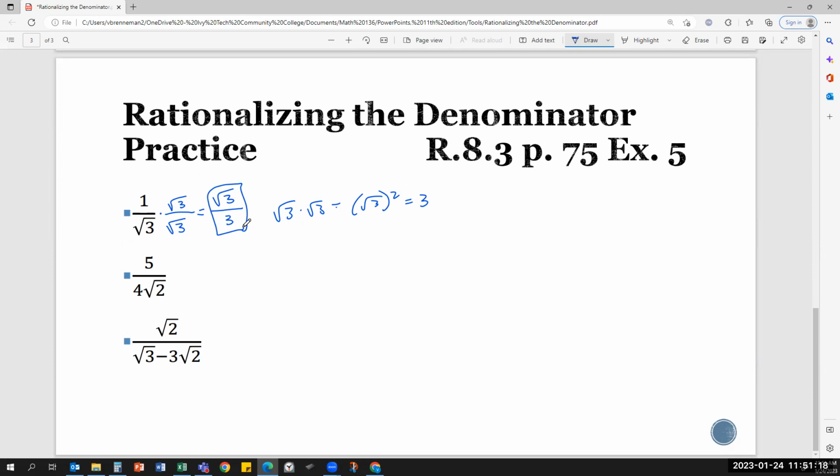Next example, 5 over 4 square root of 2. I don't need to do anything with the 4, but I'm going to multiply the top and the bottom by square root of 2. So I end up with 5 square root of 2 on top, and on the bottom, I'm going to have 4 times 2, since square root of 2 times square root of 2 is just 2. So 4 times 2, so 5 square root of 2 over 8.